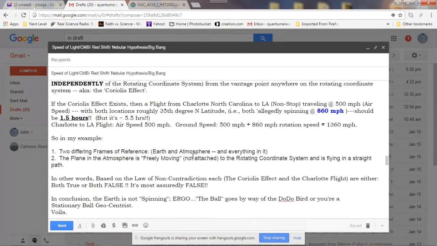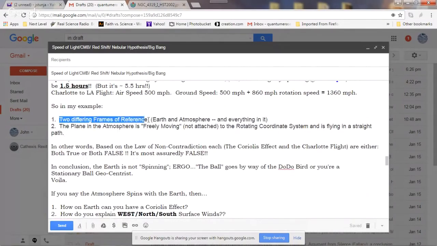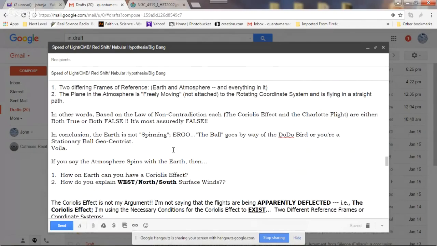So in my example, like I said again, we have two differing frames of reference: the Earth spinning and the atmosphere not spinning. And the plane in the atmosphere is a freely moving object. It's done. In other words, based on the law of non-contradiction, each the Coriolis effect and the Charlotte flight are either both true or both false. And it's most assuredly false. You ain't getting from Charlotte to LA in no 1.5 hours. Ain't no chance. In conclusion, the Earth is not spinning. Ergo, the ball goes by way of the dodo bird, or you're a stationary ball geocentrist.